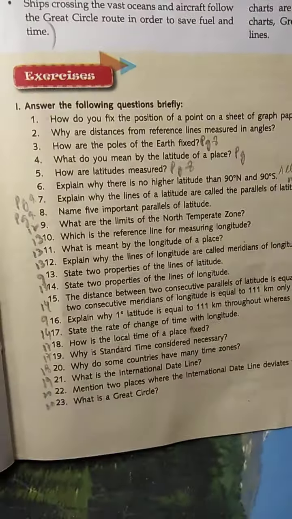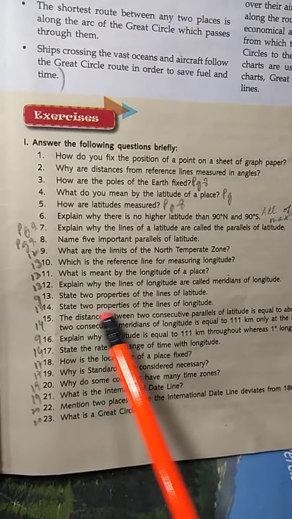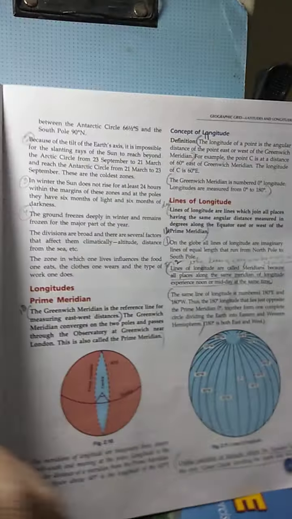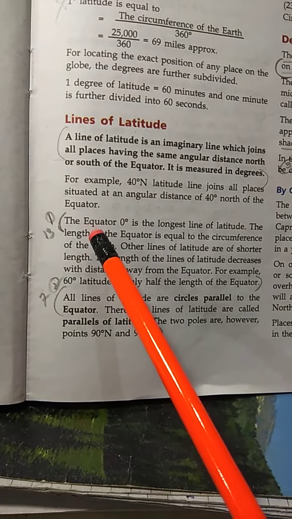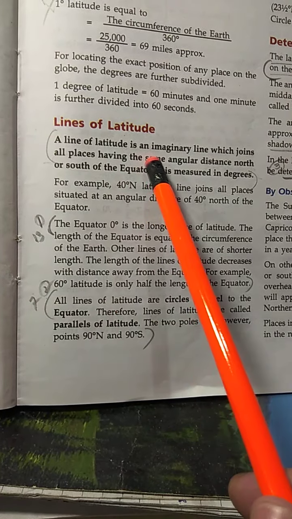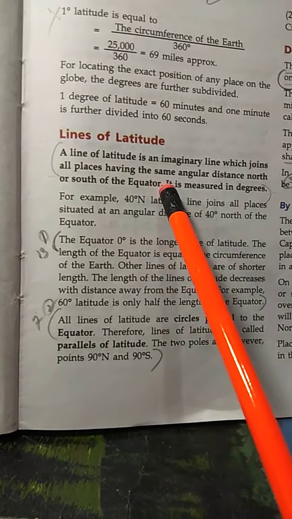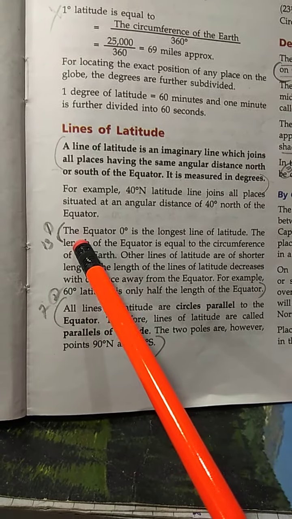Now the next question. State 2 properties of the lines of latitude is on page number 9. Under the lines of latitude, you can take this definition as one of the points. A line of latitude is an imaginary line which joins all places having the same angular distance north and south of the equator. You can take this as the second point.